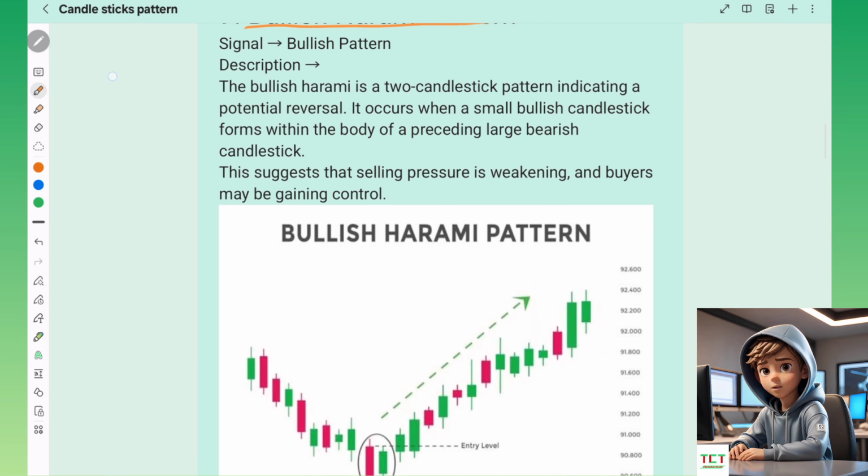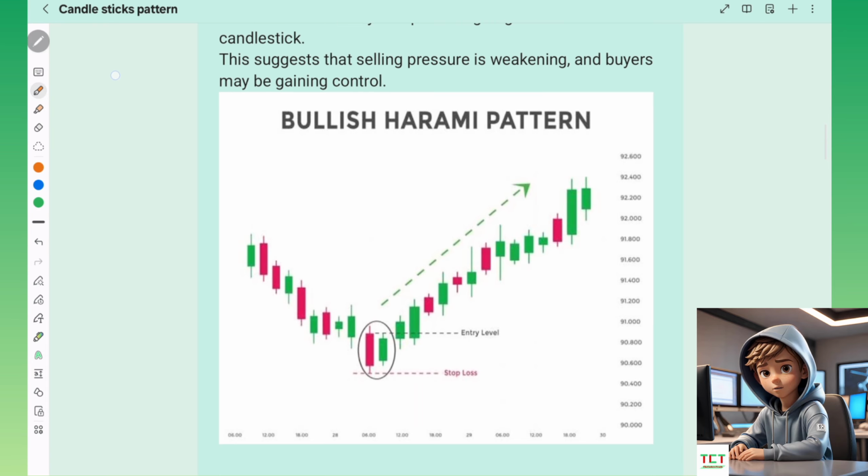Harami is a Japanese word that means pregnant, and when you see this pattern, you'll understand why it's called that. This is a 2 candlestick pattern, and it looks like one candle is inside another, like a baby inside the mother, as you can see here.